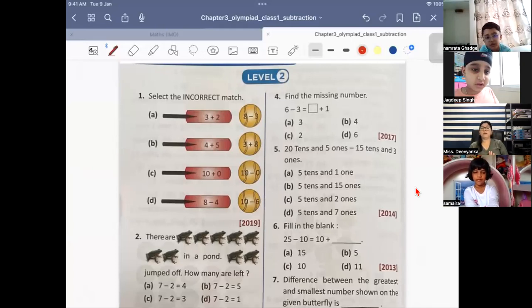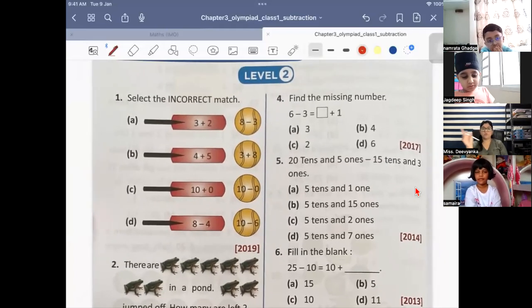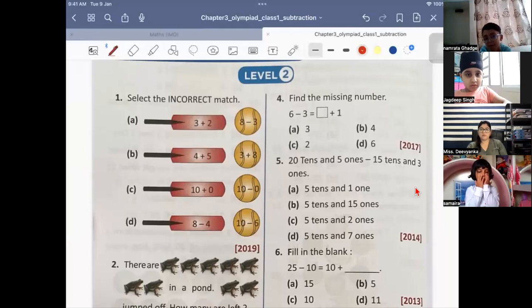Jagdeep, you are on mute, darling. I can't hear you. I can see only number 6. What number 6? Meaning? Question. No, I can only see number 6 question. It should be working fine. See if you need to move the screen on your phone. Because it is working fine. Okay, ma'am, I can do it. Just a second.